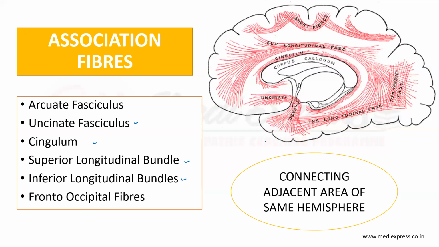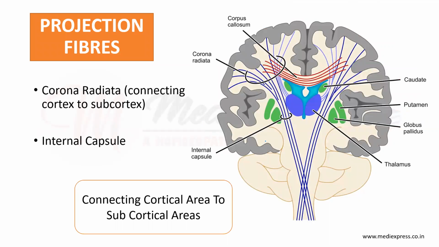Same hemisphere. Okay, so the next one is projection fibers. These connect the cortical area to the subcortical areas. The two things you need to remember are the corona radiata and the internal capsule. You can see this is the internal capsule, the bundle, and the corona radiata, which connect the cortex to the subcortex. This entire thing is the corona radiata. These are the most important things to remember in projection fibers.